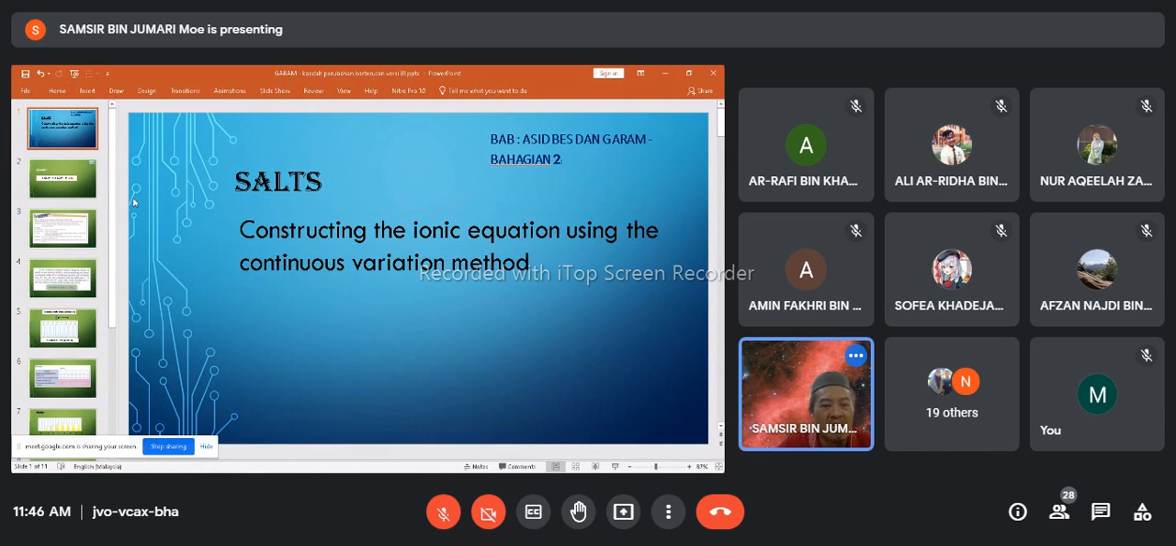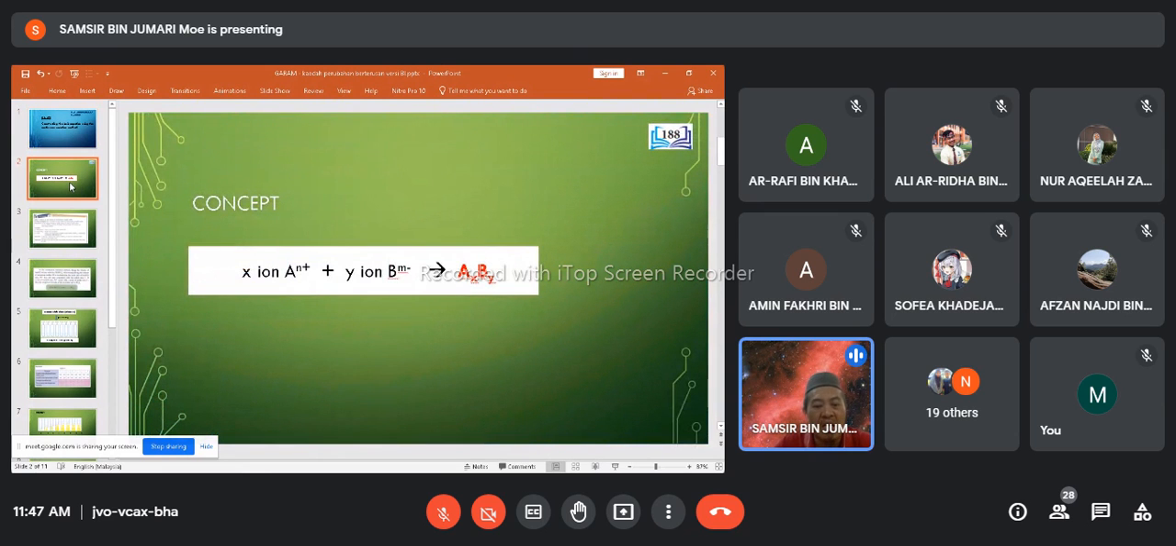Our topic today is constructing the ionic equation using the continuous variation method. The continuous variation method is a method to construct the ionic equation. We know the concept of constructing the chemical formula by its ions.